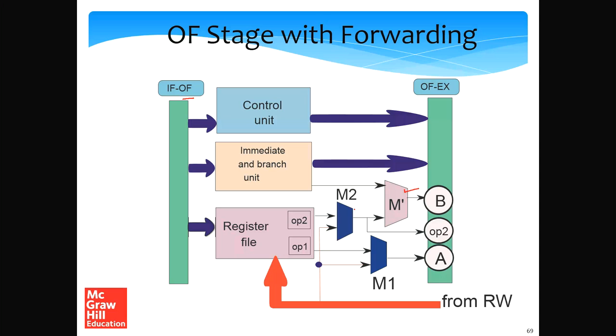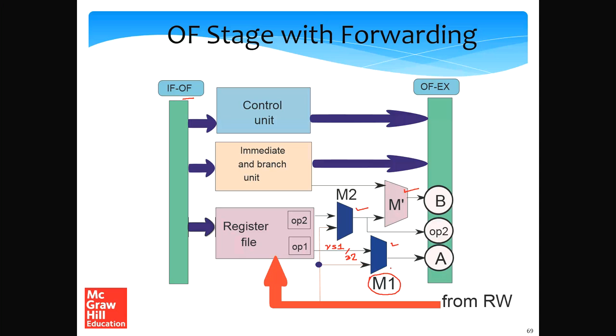In addition, we add 2 new multiplexers called forwarding multiplexers. The first forwarding multiplexer, M1, takes as its input OP1, which is the contents of the first source register, the RS1 field, its 32-bit contents, and also the forwarding input from the RW stage. We take both of these values as inputs and we choose one of them. How we choose one of them, we'll discuss the logic later.